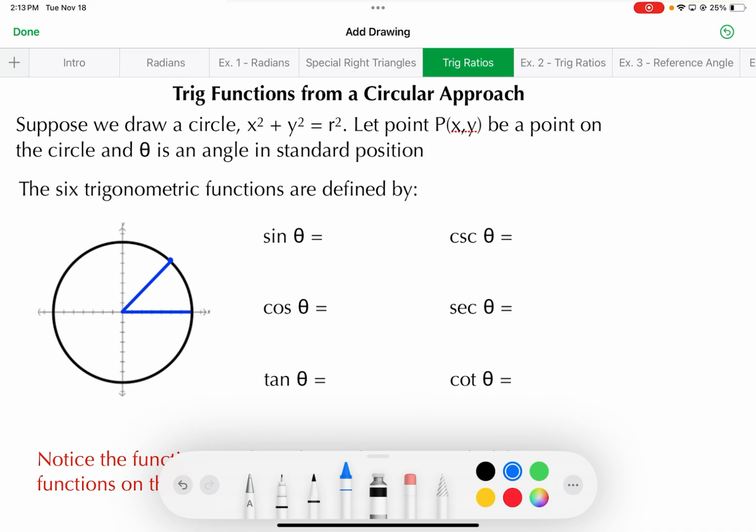Okay, and we want the terminal side of that angle to pass through the point P with coordinates x, y, radius of the circle r. So this is the angle theta we're working with here. So, starting with the sine function for this angle, sine of theta is defined as the ratio between the y coordinate of P and r.